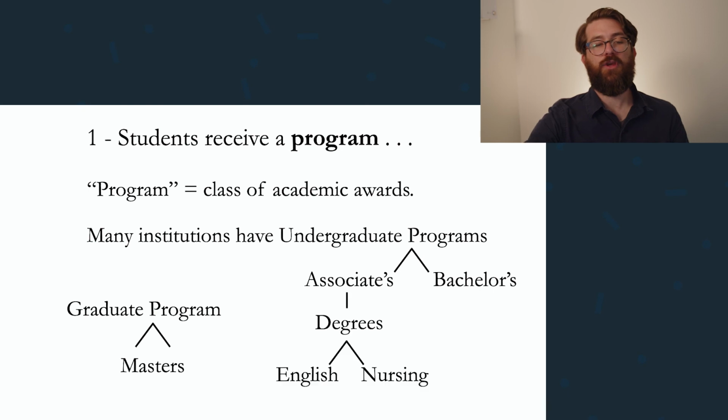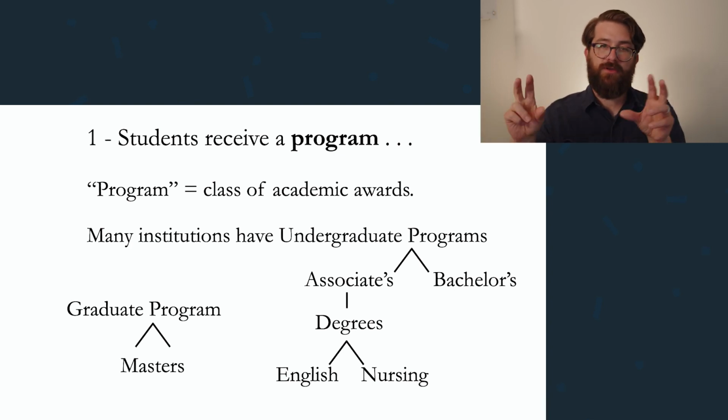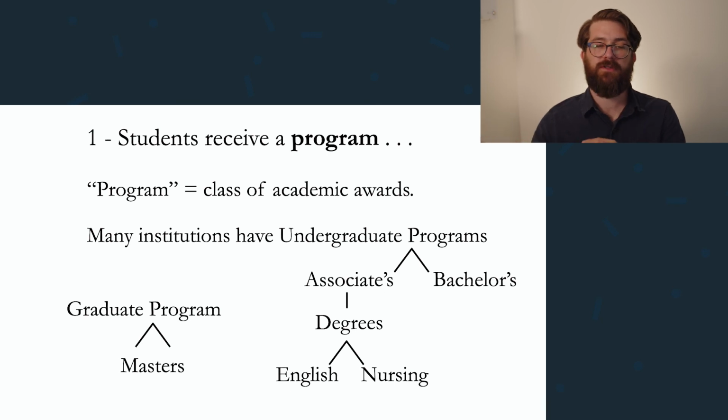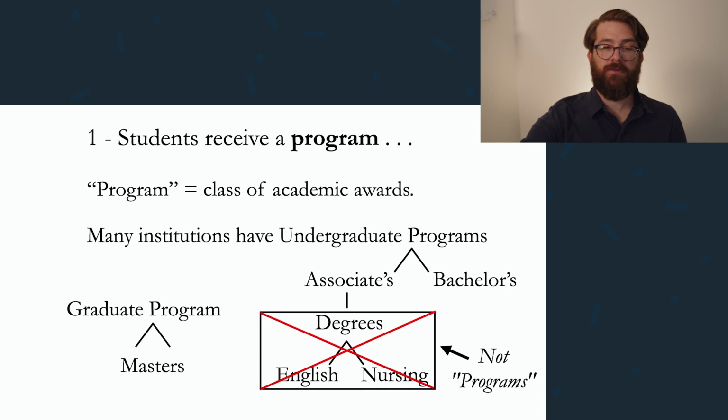So you wouldn't typically in Populi create an English or a nursing program, right? Those would be degrees that exist under a program. So you can see what we're pointing out here. We've got an undergraduate program with 2 different levels of awards, associates and bachelors. Those levels have their own degrees. And then English and nursing would exist at the degree level. It wouldn't be a program, it would be a degree. So that's what we've got there.